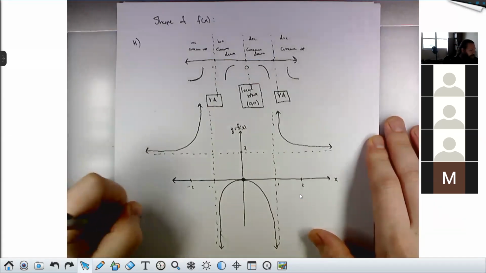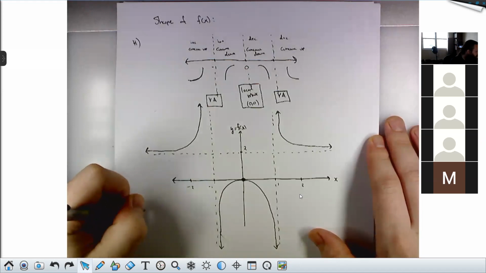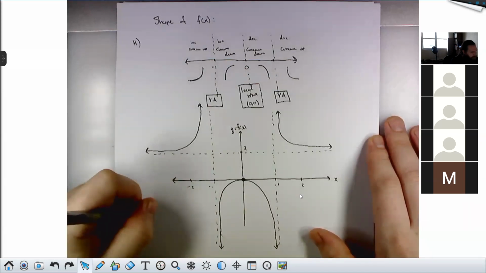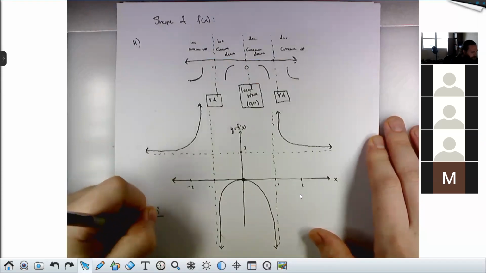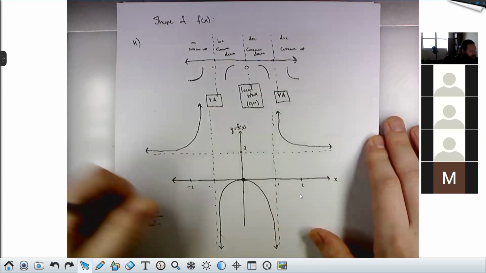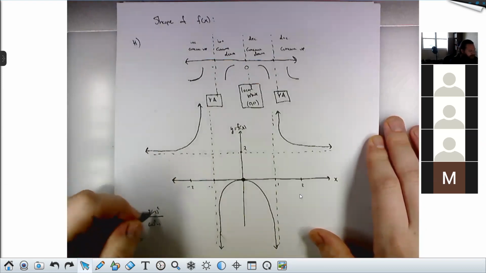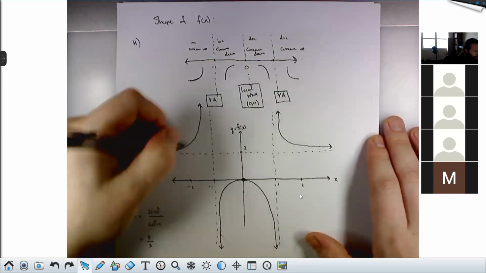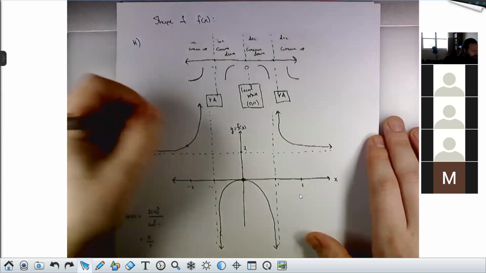F of -2 is, what was this function? 2 times x squared. So that's 2 times -2 squared over x squared minus 1. So that's -2 squared minus 1. -2 squared is 4 times 2 is 8. And then downstairs here, this is 4 minus 1 is 3. So the point up here, the y value is 8/3.